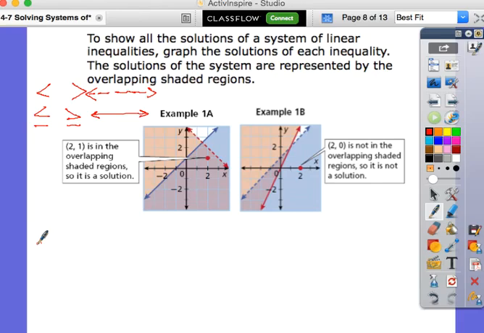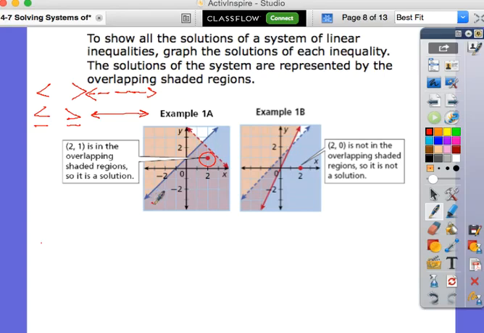Okay, now I'm going to teach you how to graph those in a minute. But for right now, let's just look at the graphs that are already created. One line has a shading and the other line is shaded, and then you're looking at where the shading has intersected, right? Where do the colors overlap? So in this first example, it says 2, 1 is in the overlapping shaded region, so it is a solution. You see the 2, 1 right here, that ordered pair 2, 1? That would be a solution to both inequalities, to the system, because it is in the overlapped region.